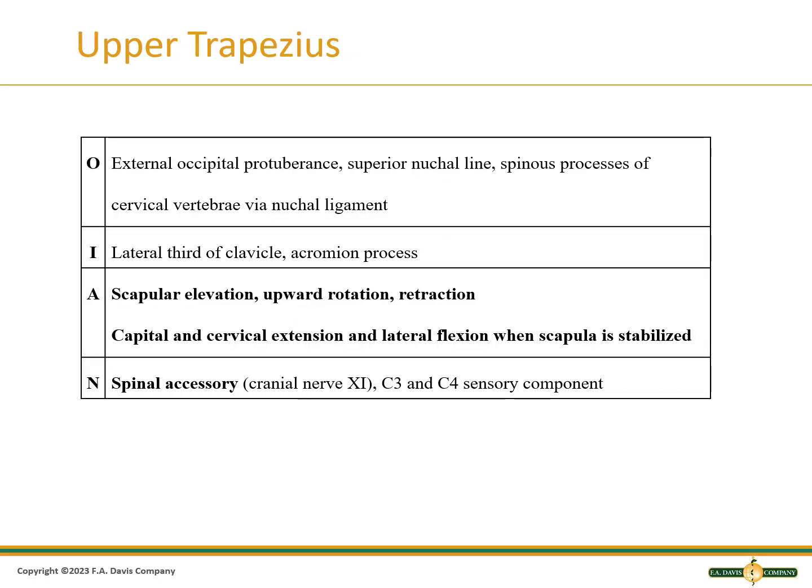The upper trap originates on the external occipital protuberance, the superior nuchal line, and the spinous processes of the cervical vertebrae via the nuchal ligament. It inserts on the lateral third of the clavicle and the acromion process, and it causes the action of scapular elevation, upward rotation, and retraction. And when the scapula is fixed, it causes capital and cervical extension and lateral flexion. It's innervated by the spinal accessory nerve.